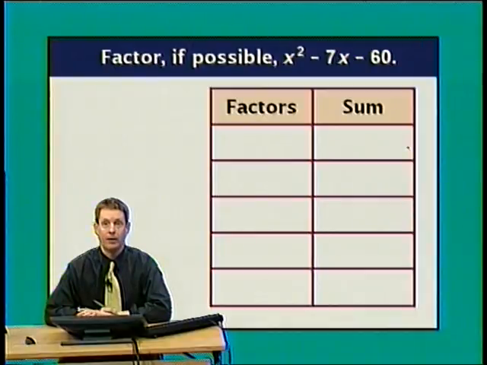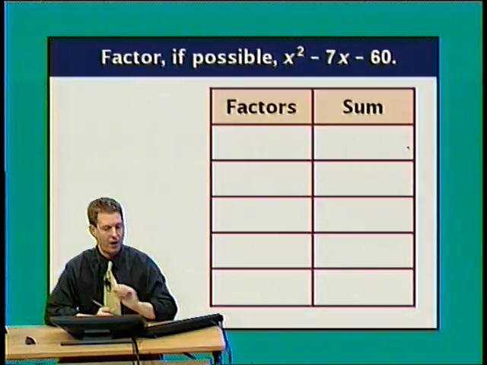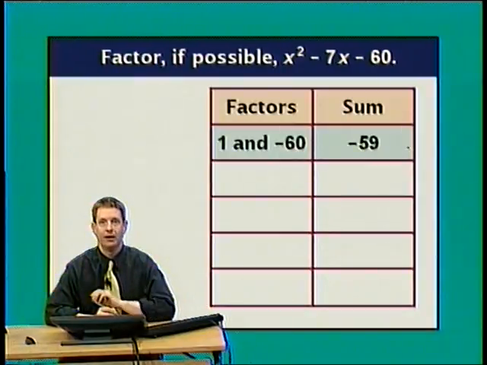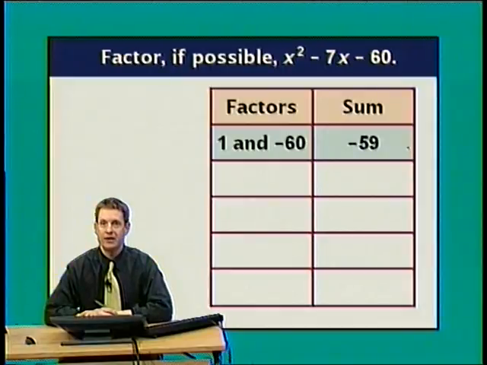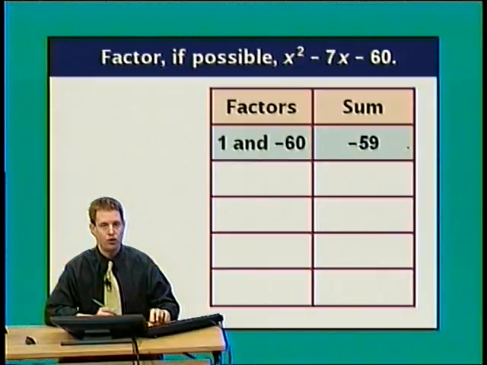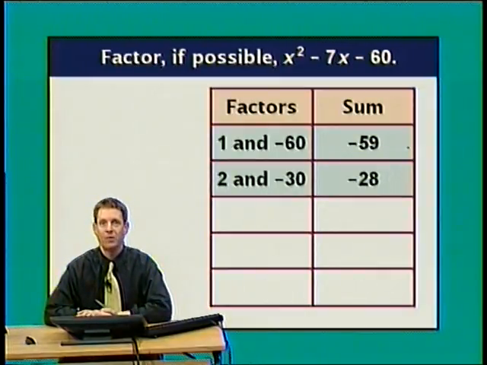Let's start with 1. 1 and 60 multiply to 60. I want the negative number to have the larger absolute value, so I want to consider 1 and negative 60. Nope. 2 goes into 60 30 times. I want the larger absolute valued number to be made negative. 2 and negative 30. Doesn't work.